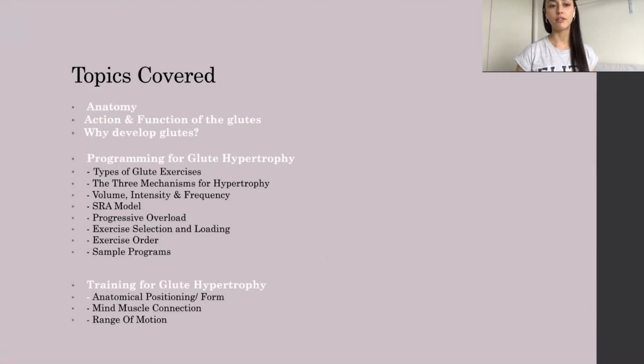So the topics I'll be covering for today's presentation include anatomy, the action and function of the glutes, why we want to develop our glutes, as well as programming. So what are the best exercises, rep ranges, volume, intensity, frequency, how do we fit that all together into a program, as well as looking at training, so more so the application in the gym.